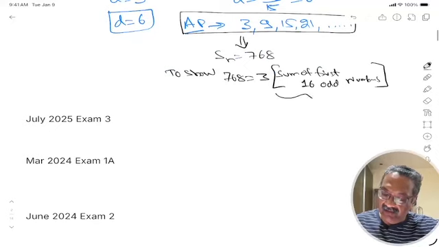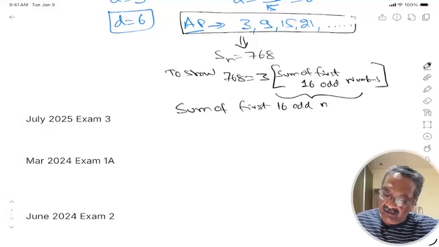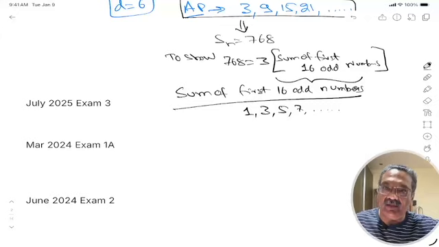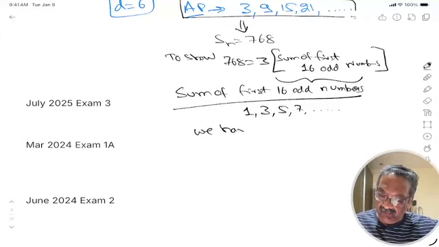So, let us find this sum: the sum of the first 16 odd numbers. What are the first 16 odd natural numbers? These numbers are 1, 3, 5, 7, and so on. We have n equal to 16.